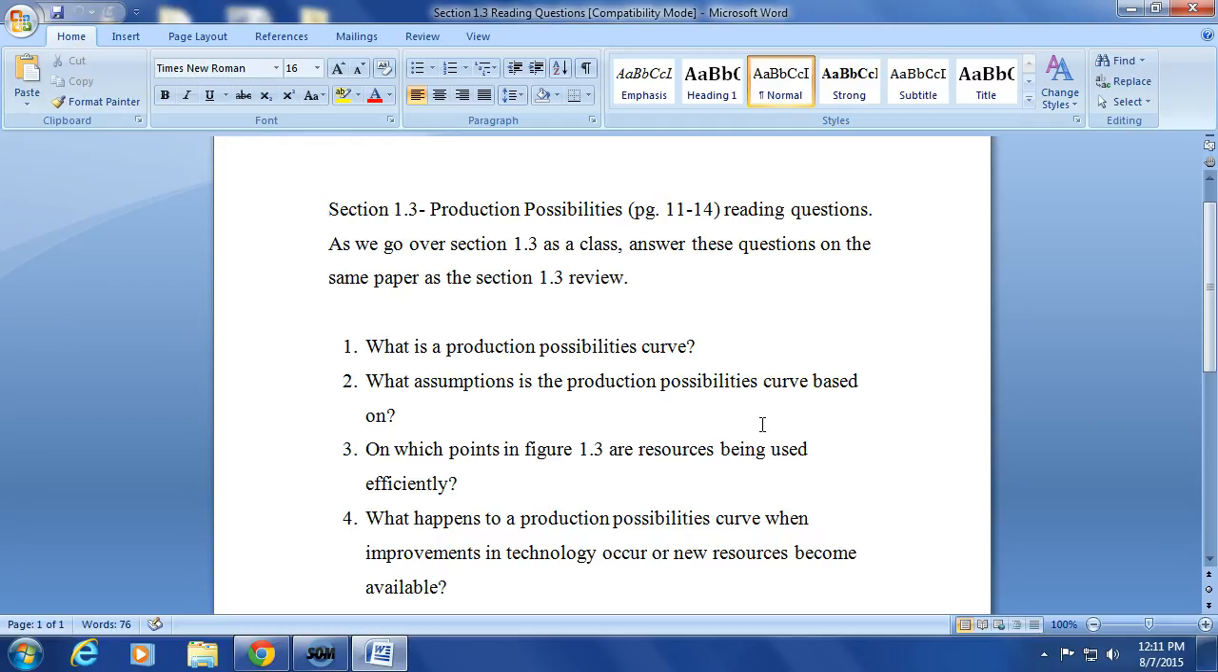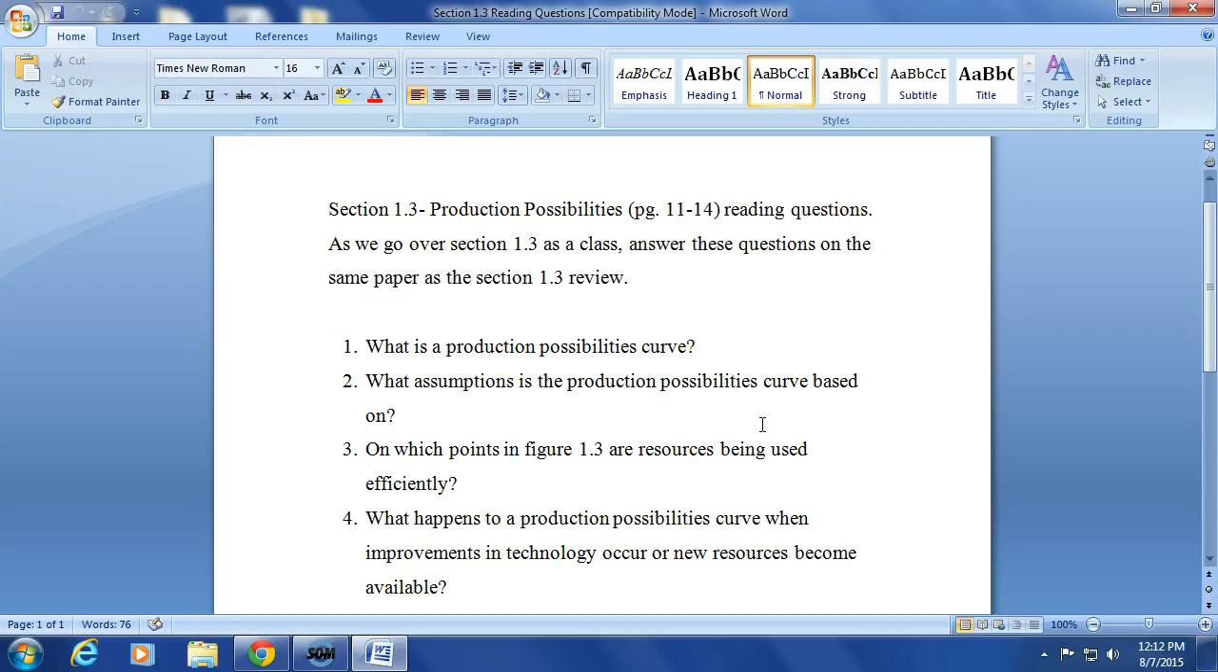So if you look on page 14, I want you to look at figure 1.4 where it says a shifting production possibilities curve. If there are improvements in technology, new resources become available, what will happen is there will be an increase in the production possibilities curve. In economics, an increase means you're going to shift the curve to the right. So in this case, the production possibilities curve is going to shift to the right.